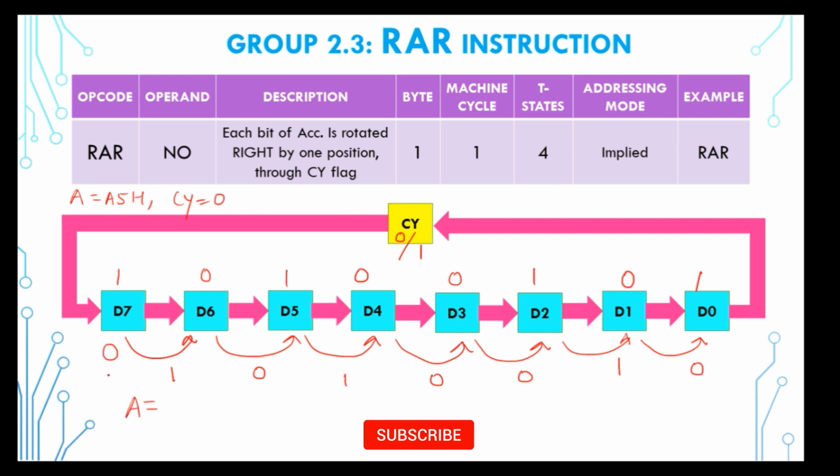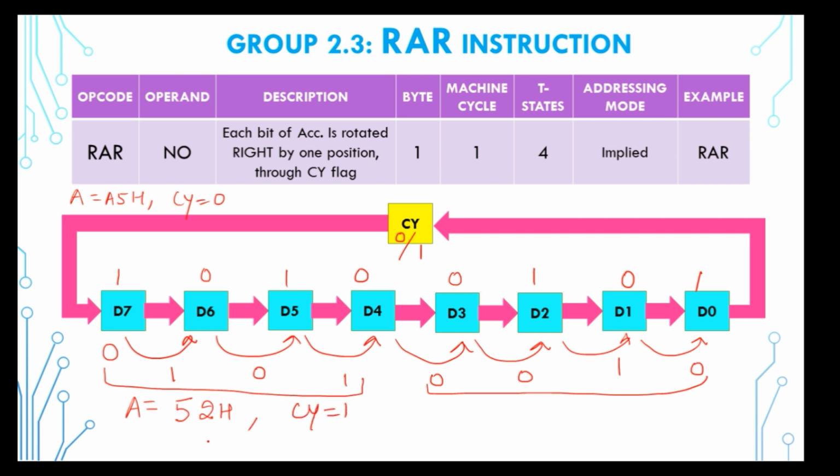So it is, grouping the 4 bits, we have 5 and 2. So 52 hex. Carry flag value is 1. So this is the effect of RAR instruction.